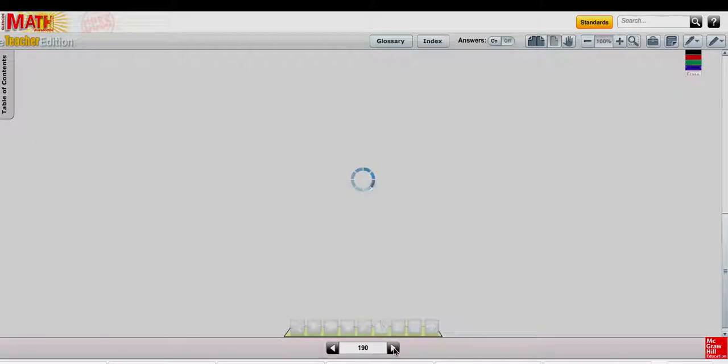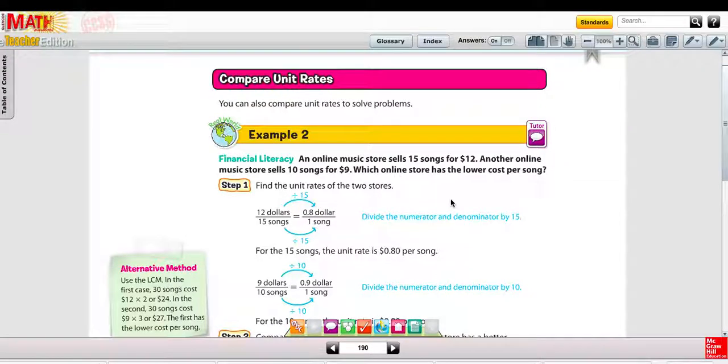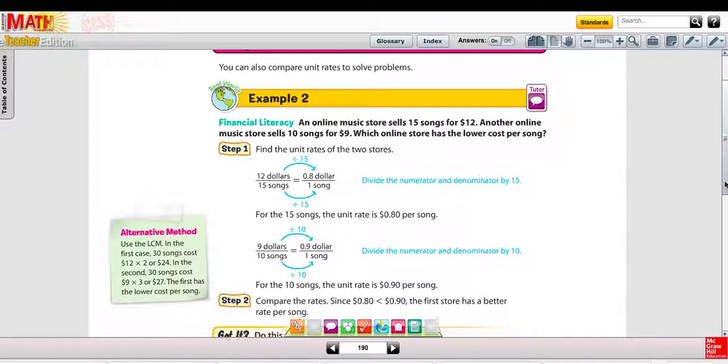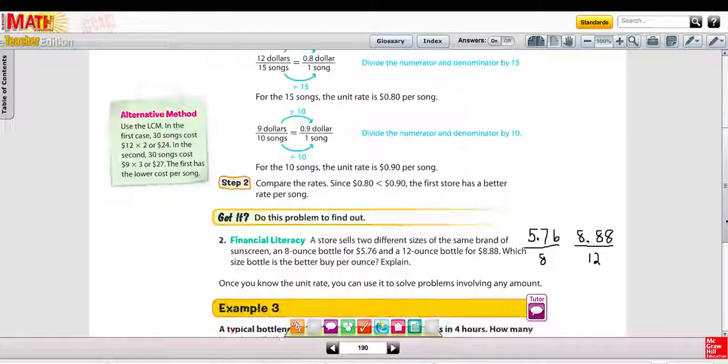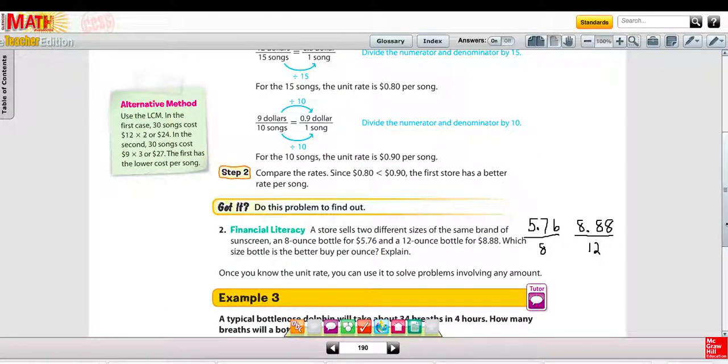On page 190, example 2, we are using unit rates to compare prices and solve problems. In the example, you see that there are 2 music stores selling songs for a certain price, and when you calculate the unit rate, you find out that the first store has the better rate per song. Try to do example 2 on your own by pressing pause and working it out, and then press play to check your answer.